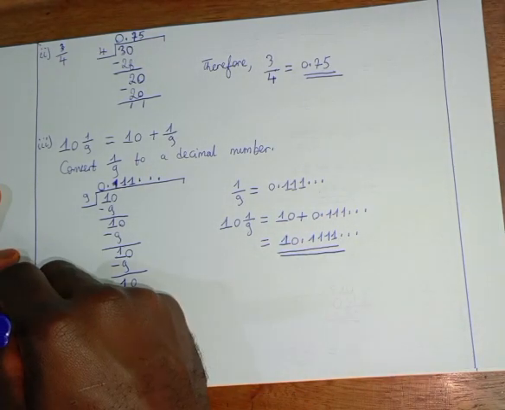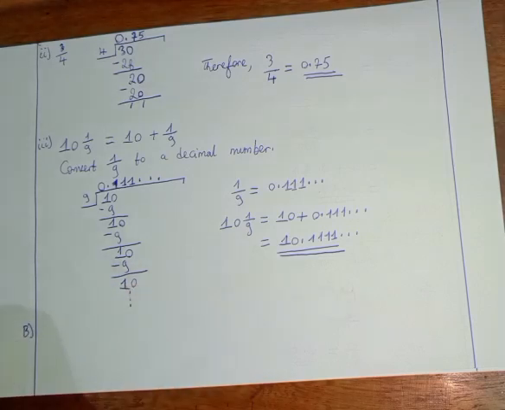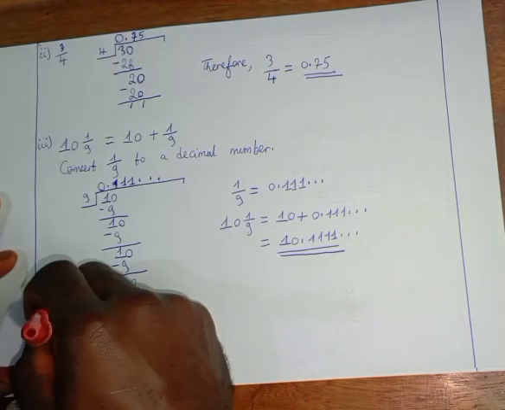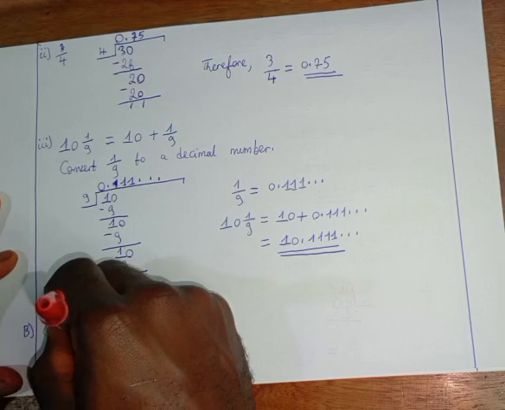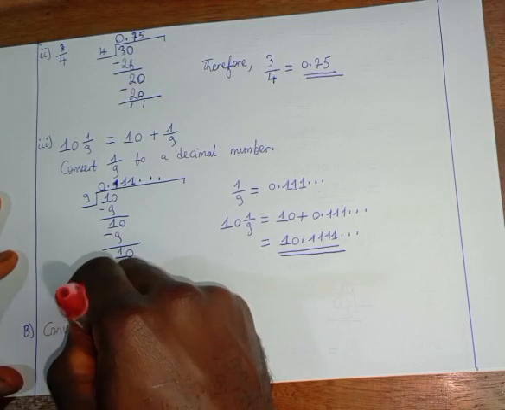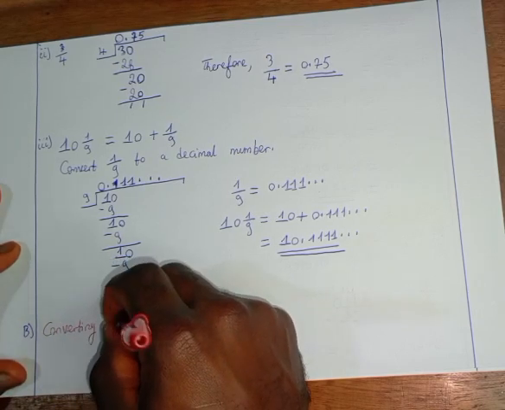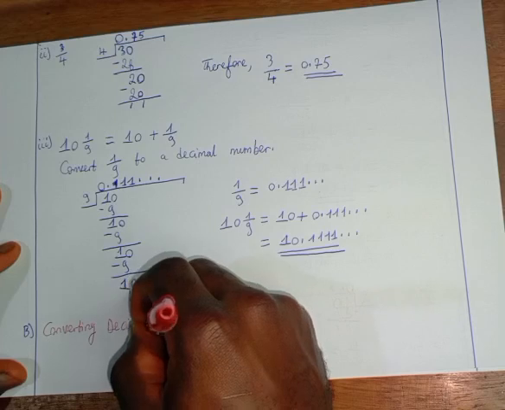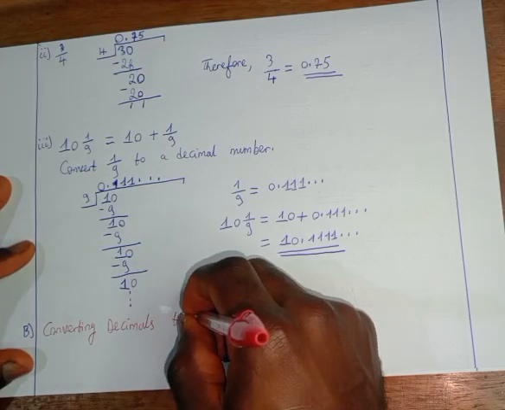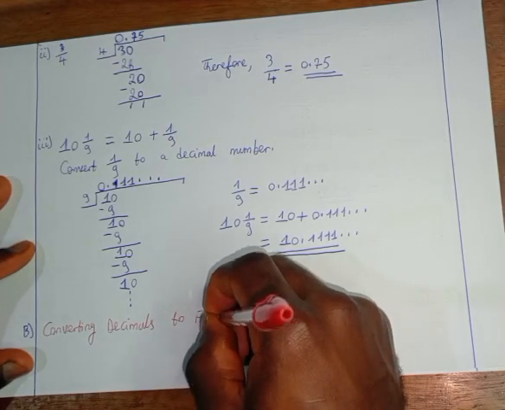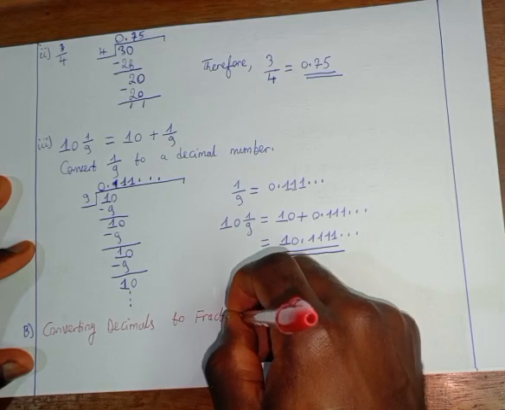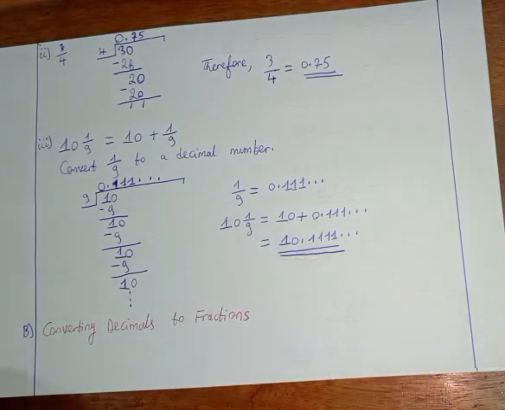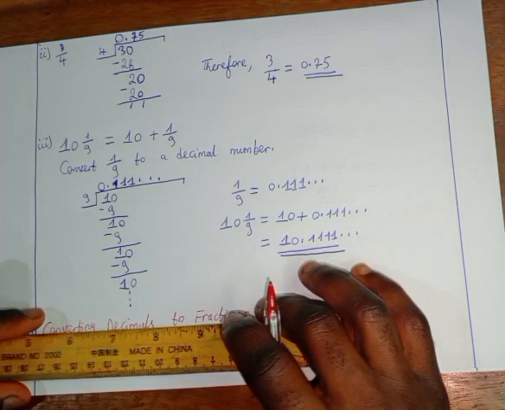We go now to B, which is converting decimals to fractions. That means you can be given a decimal number for you to convert that decimal number to a fraction.